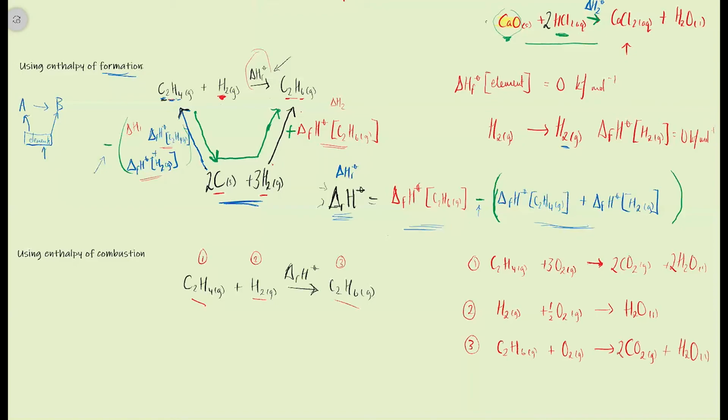2, and I need 6 hydrogens, so 3 in front of there, so I need 3 oxygens plus the 4 over here, so 7. So we need 7 over 2, or 3.5. I could have put that here as well. Now I'm going to use these 3 equations to construct my Hess cycle.